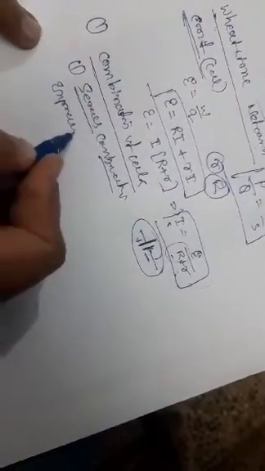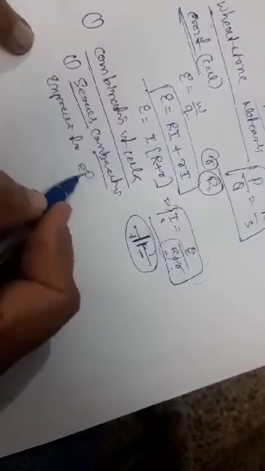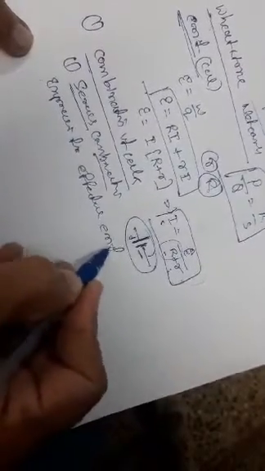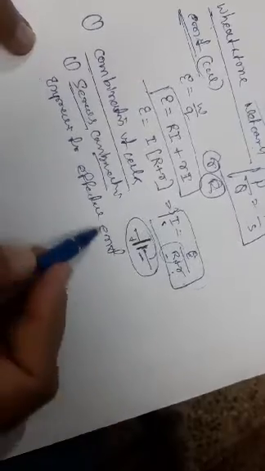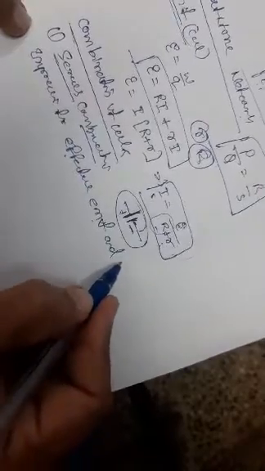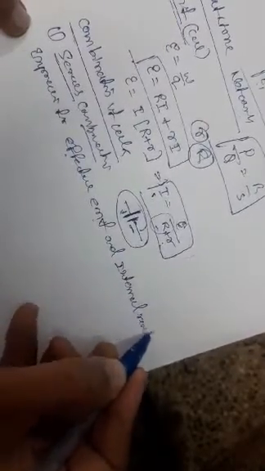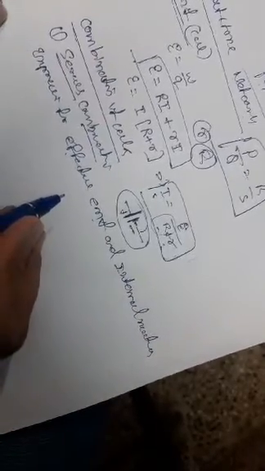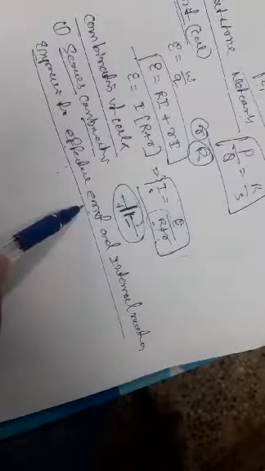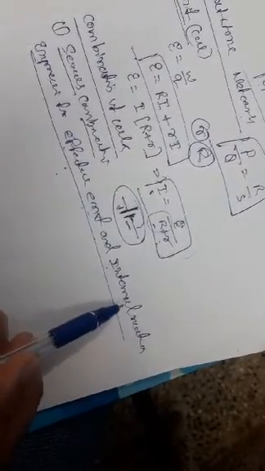My question is, what is the expression for the effective EMF and the internal resistance, symbol small r, of two cells connected in series? That is the question: how to derive the expression for the effective EMF and internal resistance of cells connected in series combination.